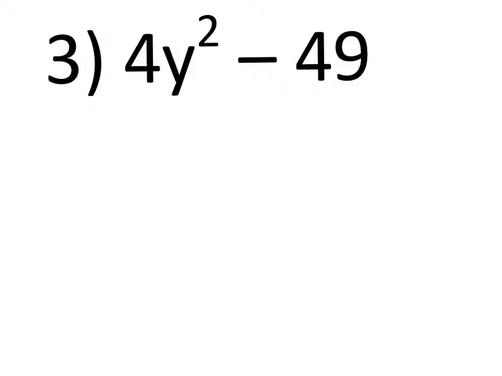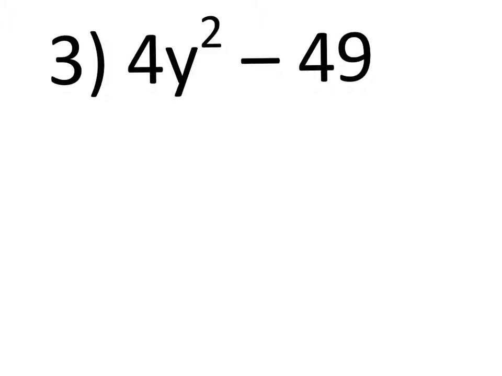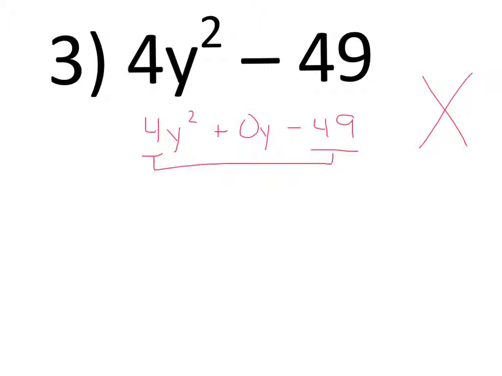So when we talked about this last week, I told you to rewrite it as 4y squared, and keep in mind that there were 0 y's in the middle, minus 49. Okay, so now in this case there is no GCF, but I am still going to have to multiply. All right, so I'm going to take 4 times negative 49, and that is going to give me negative 196 on top, and I'm looking for 0 on the bottom.